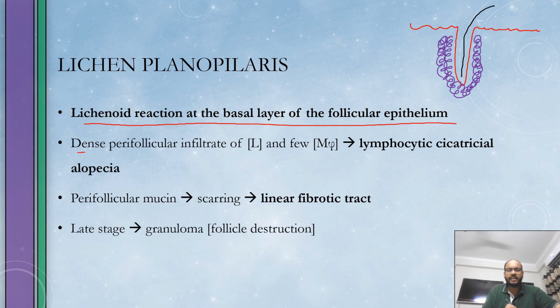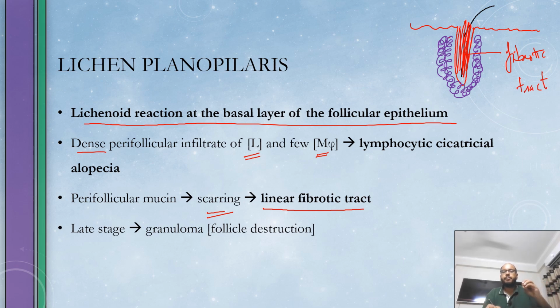This infiltrate is dense and is composed mainly of lymphocytes and few macrophages. And if this infiltrate is at the basal level of the follicle and has now damaged the follicle, it leads to scarring. There's significant scarring of the follicle, and when the entire follicle is lost because of inflammatory damage, it leads to formation of a linear fibrotic tract. That means the entire follicle will be replaced by a sclerosed area, and this is known as a linear fibrotic tract.